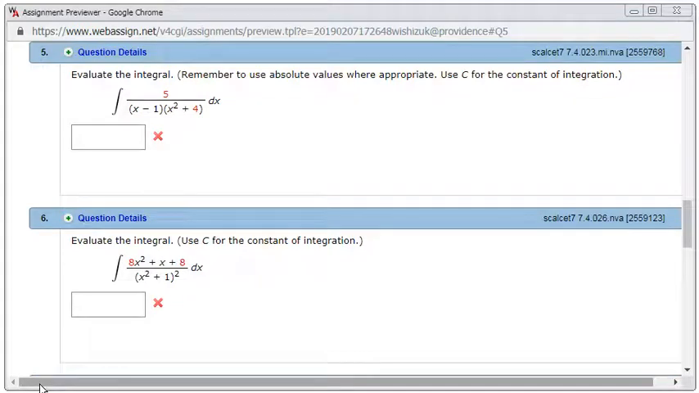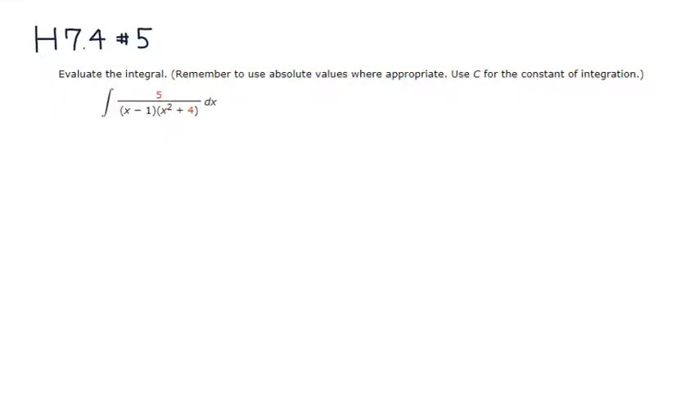Alright, let's look at homework 7.4, problem number 5. Let's evaluate this integral using partial fractions. So we have 5 over the quantity x minus 1 and the quantity x squared plus 4.